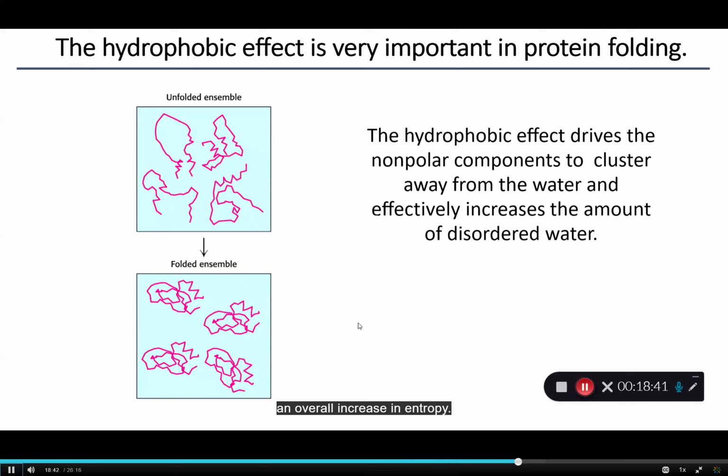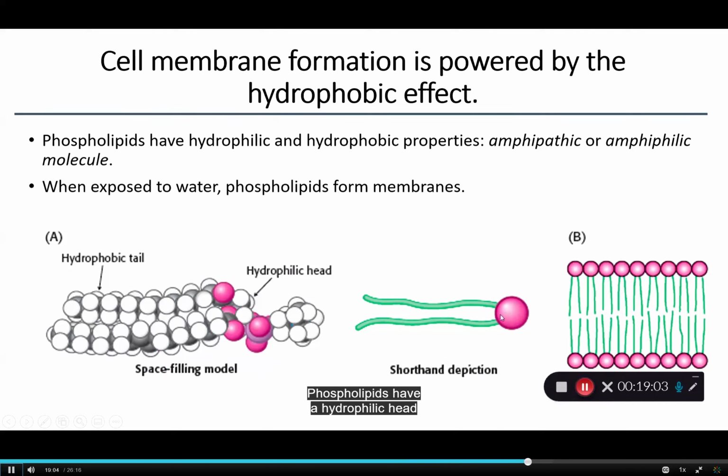The cell membrane formation, or the ways our cells come together, is also powered by the hydrophobic effect. And so I'm going to come back to this in more detail in a later lecture. But our cell membranes are made up of phospholipids. Phospholipids have a hydrophilic head that interacts favorably with water. It's a polar end on this side, and hydrophobic tails that are nonpolar that tend to cluster together.